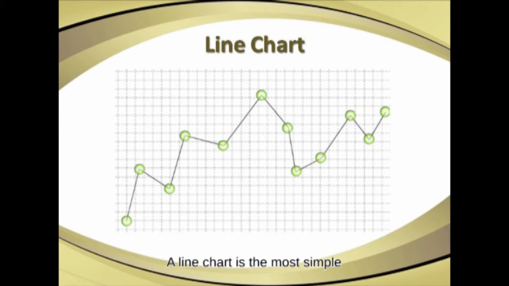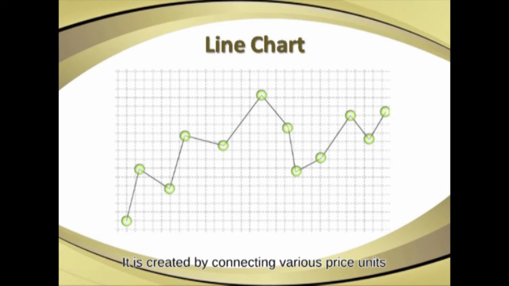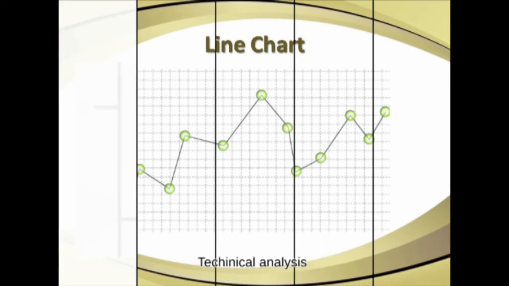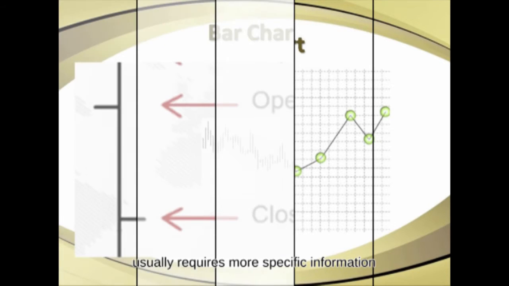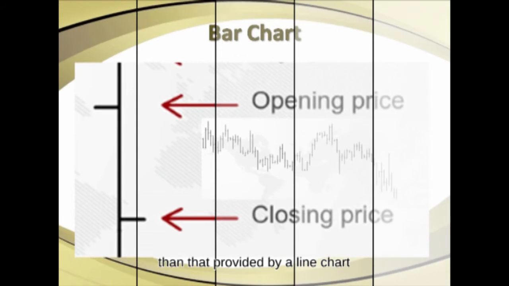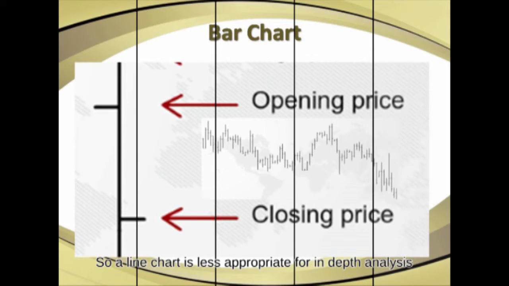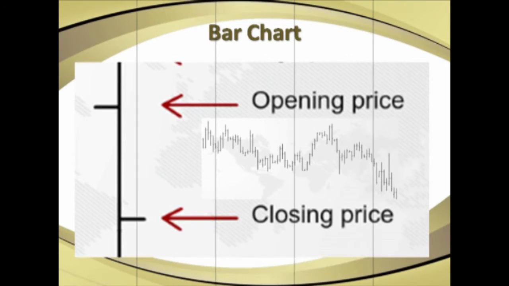Line charts. A line chart is the most simple and basic of these three types of charts. It is created by connecting various price units over a given time period. Each point only represents the closing price. The line connecting all the points creates a chart that helps to identify trading trends, as well as support and resistance levels. Technical analysis usually requires more specific information than that provided by line charts, so a line chart is less appropriate for in-depth analysis.